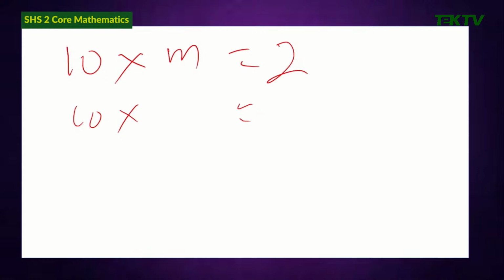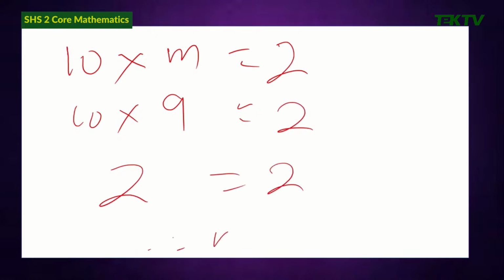We check with 5. 10 times 5 on the table, that is 6, which is not the same as 2. We check with 9. 10 times 9, look at the table, that is 2. And 2 is equal to 2. So therefore, m equals, sorry, 9. 9 gives us the answer. So 9 is one of our answers which we have in our minds.